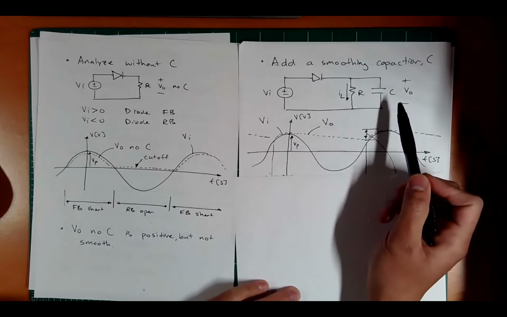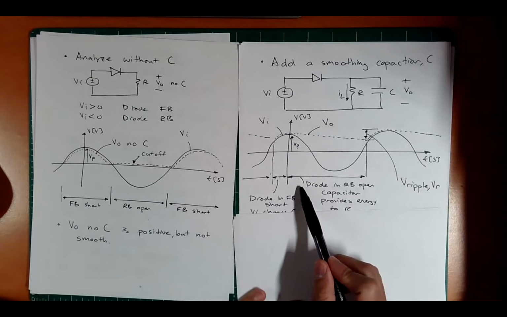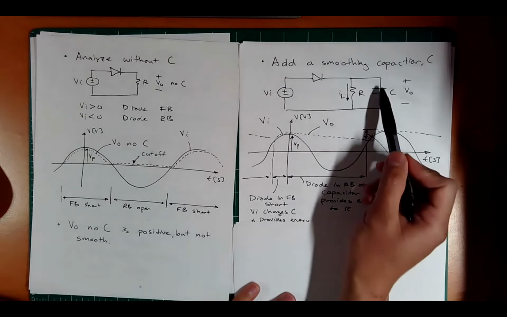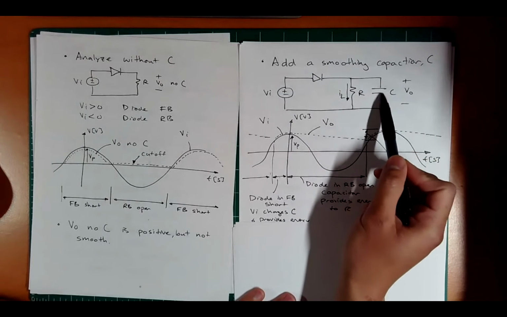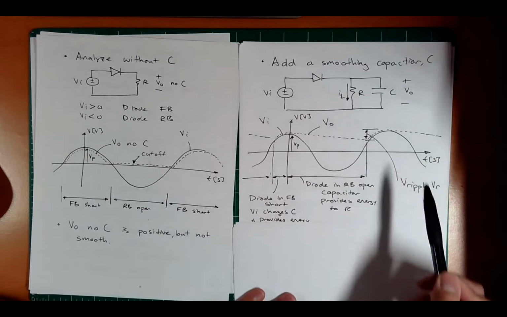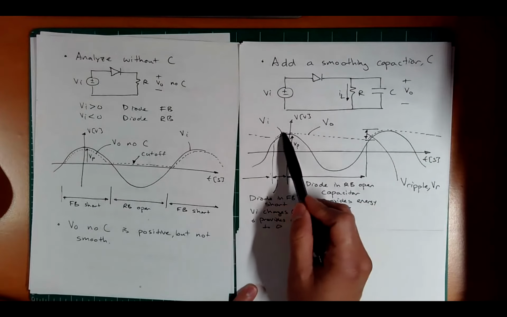And then what's going to happen? There's going to be a point at which this guy shuts off. And during this time, the diode is going to be in reverse bias. And the capacitor is going to provide energy into the resistor, right? So this is going to do the work while this diode is turning off. Okay. And so what you're going to get is this smoother output voltage, right?